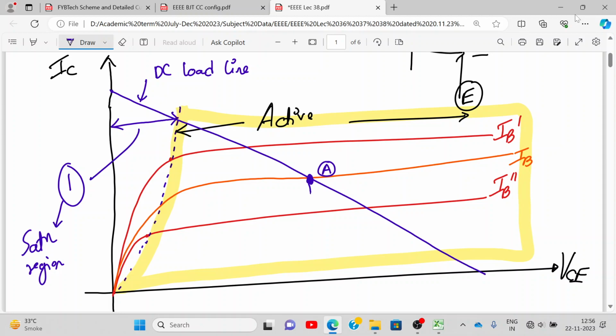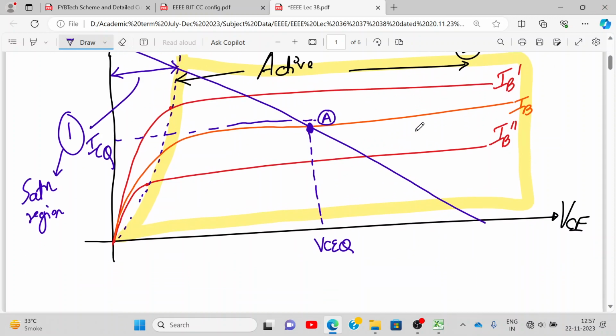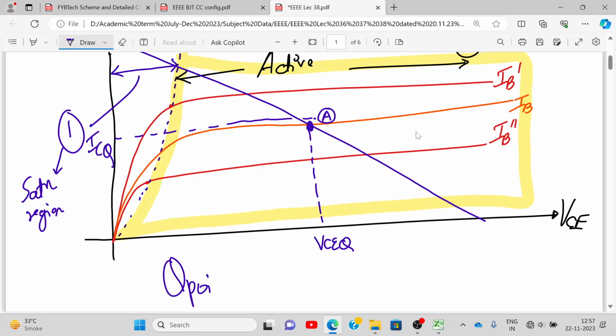And what is point A? Correspondingly, what is this value? VCEQ at Q point. And this value is ICQ. So Q point is the optimum point where I'm guaranteeing that my BJT will operate in the active region only. This is my Q point. How can I write it? Q point is VCEQ, comma ICQ.